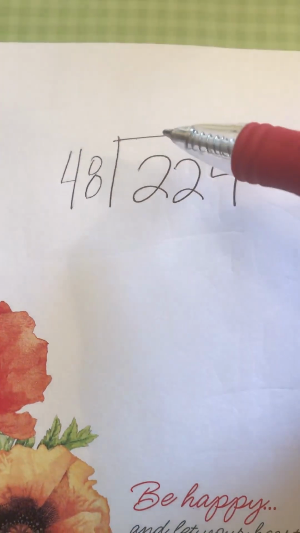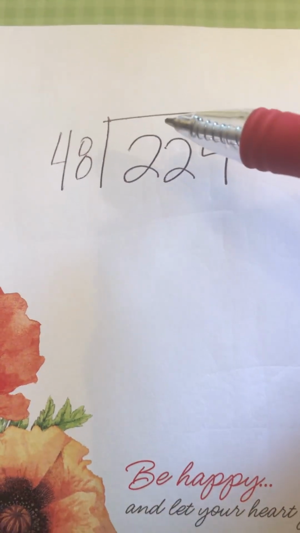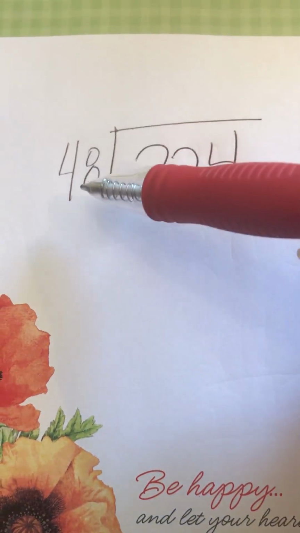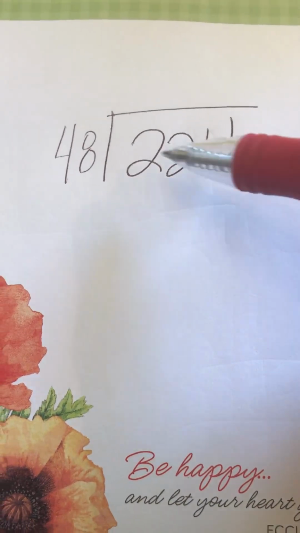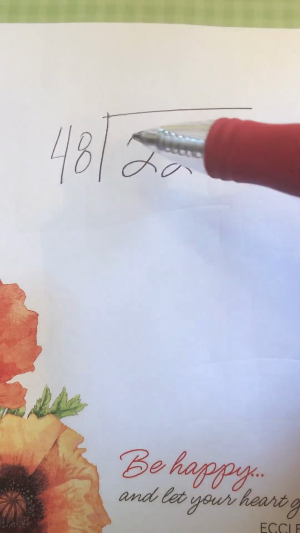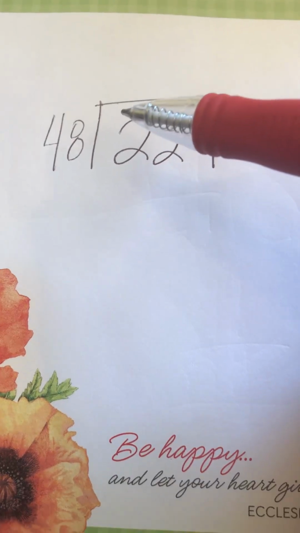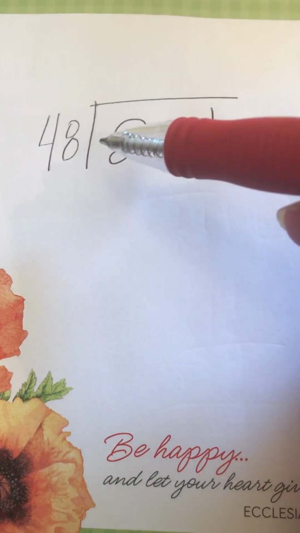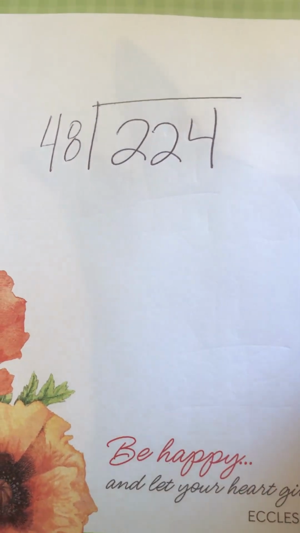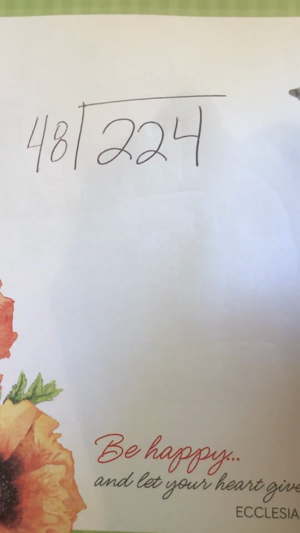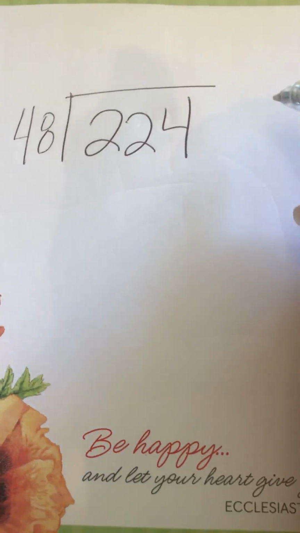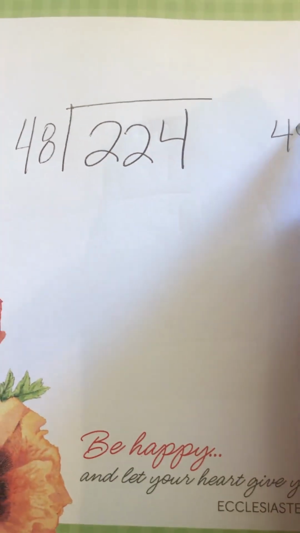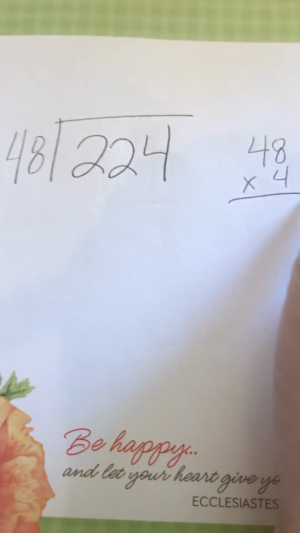So this problem, I can think about some compatible numbers, and if I rounded this to 50 and thought of this as 200, or even if I thought of 20 and 5, I know 4 times 5 is 20. So I'm going to start out seeing if 4 will work for this one. I can see how many groups of 48 I can make with 224. So I'm going to try 48 times 4 off to the side.